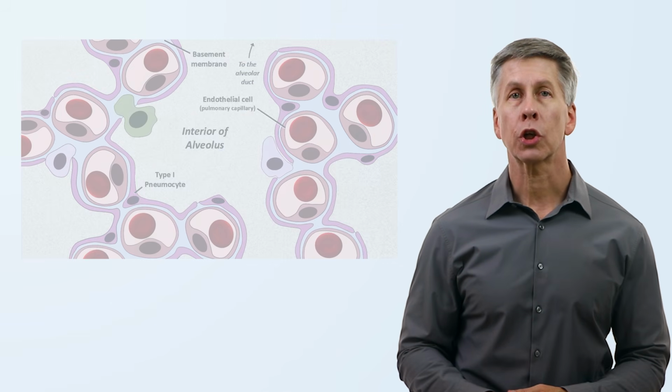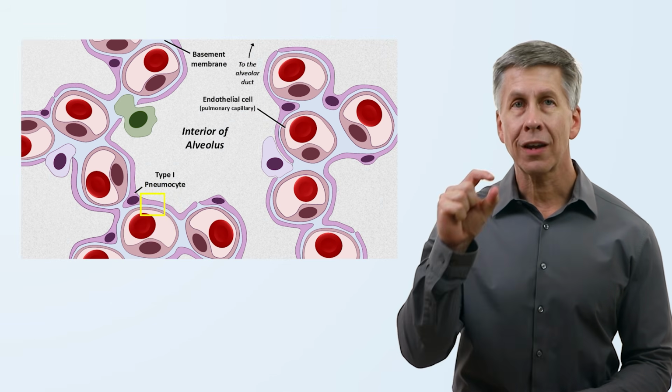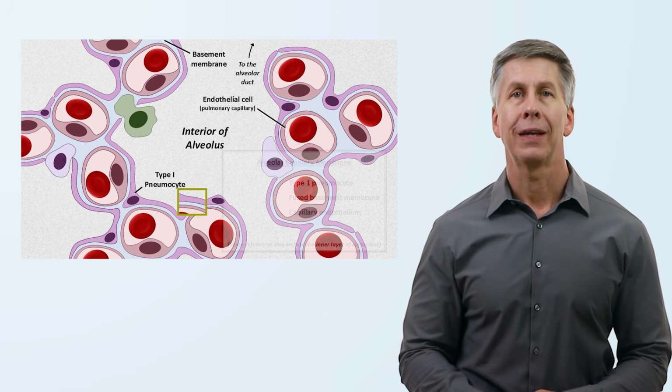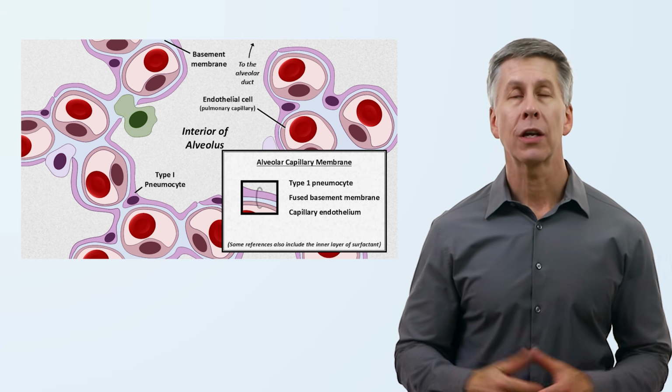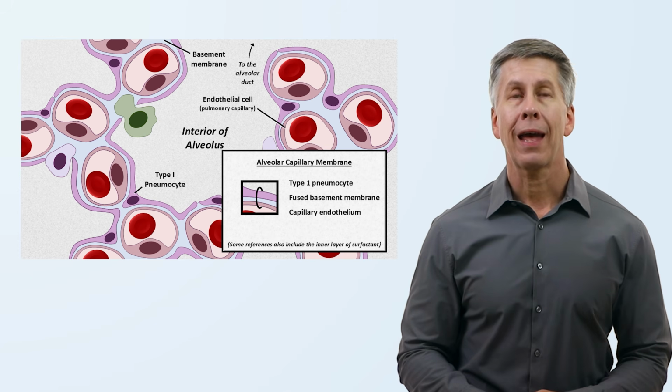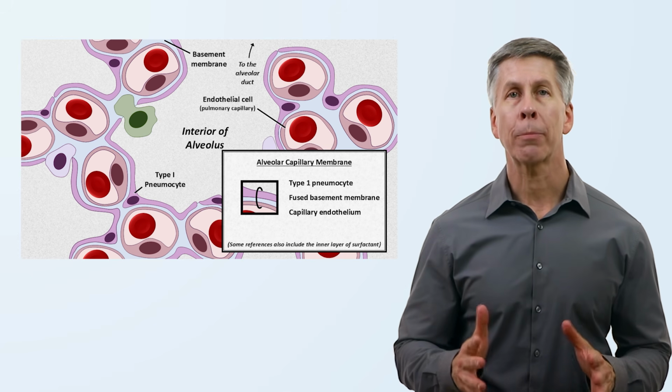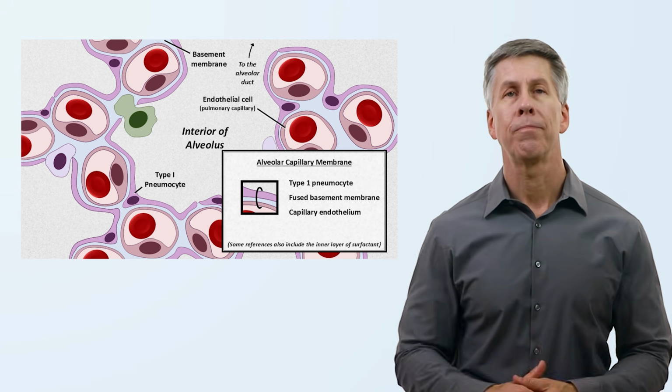As discussed in the video on the histology of the respiratory system, gas exchange in the lungs occurs across the ultra-thin alveolar capillary membrane, consisting of type 1 pneumocytes, the capillary endothelium, and a fused basement membrane sandwiched in between them. But the process of gas exchange is complicated by the fact that not all parts of the lung receive equal ventilation, and not all parts of the lung receive equal blood flow, also called perfusion.